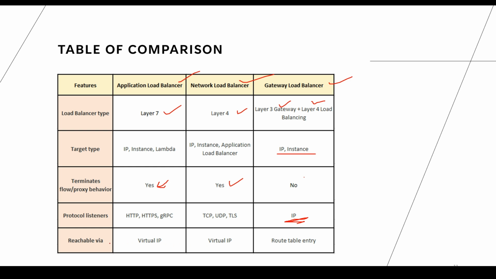And this is the main, I would say, important difference: application and network load balancers use the virtual IP, we call it VIP, but the gateway load balancer uses the route table entry. This is very important. That's why at the beginning of this slide I said the route table is very important and plays a crucial role when it comes to moving packets from the source to the security appliance. The route table decides how to send the traffic towards the gateway load balancer, and that's very important.